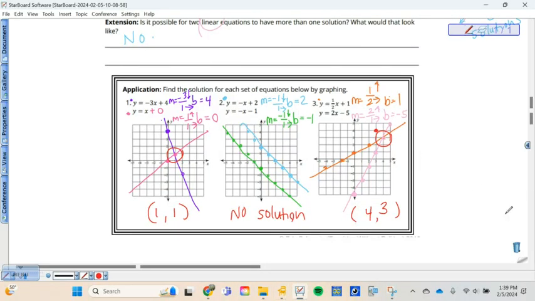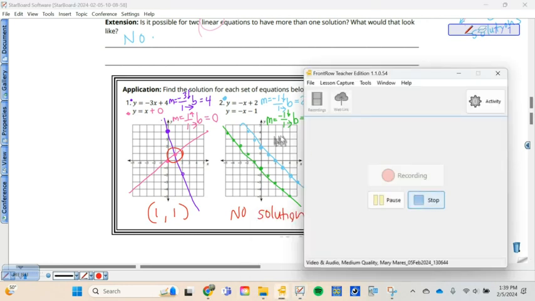All right, so you have numbers 1 through 4 to do on the other side of that paper. You should graph both lines and tell me the solution. None of those have no solution. So don't tell me no solution, because that's not right. Okay? Do numbers 1 through 4. I'm going to come around and check in 5 minutes.